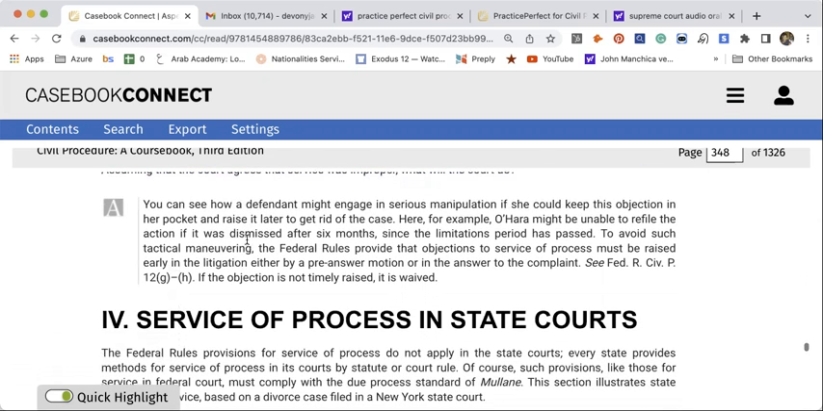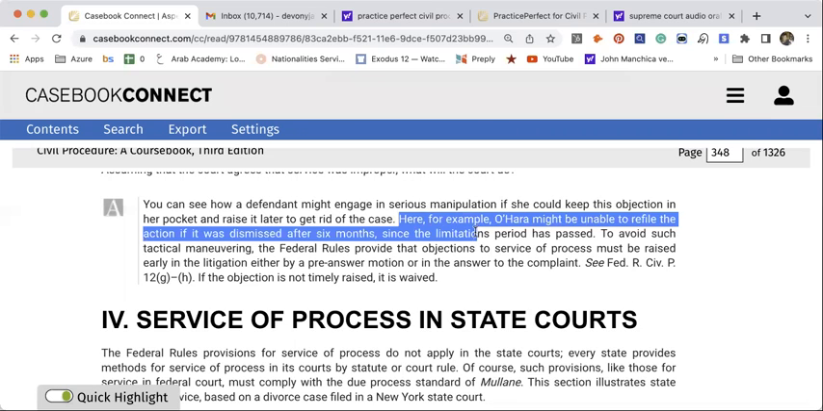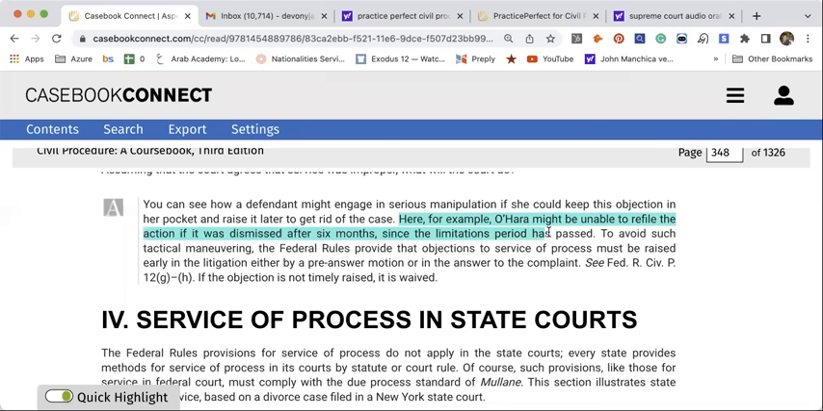You can see how a defendant might engage in serious manipulation if she could keep this objection in her pocket and raise it later to get rid of the case. Here, for example, O'Hara might not be able to refile the action if it was dismissed after 6 months, since the limitations period has passed.